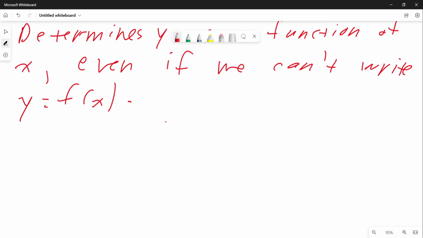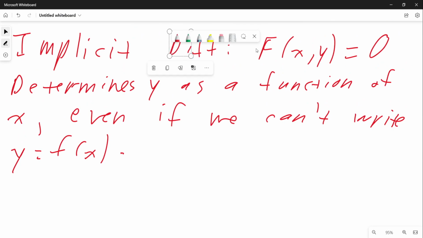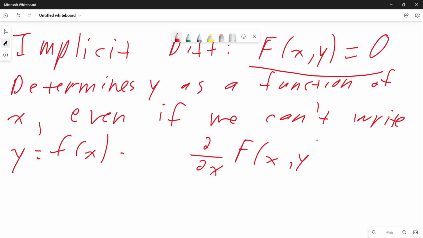How do we do this? Well, we can take a derivative of this right here. Let's take the derivative with respect to x. ∂/∂x of f(x, y) will equal ∂/∂x of 0. Okay, so the right side's obviously 0. I hope that's obvious. 0 never changes.